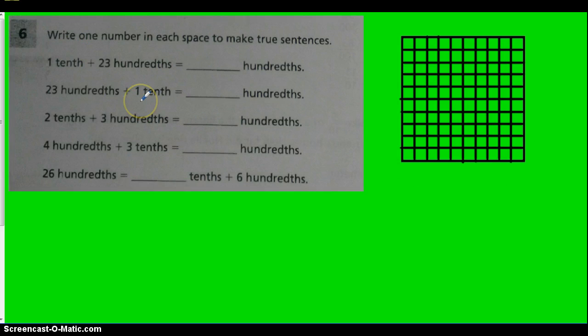I'm going to go through these. Make sure you model if you got any of these wrong. 1/10 plus 23 hundredths. 1/10 is 10 hundredths, so 10 hundredths plus 23 hundredths is 33 hundredths. 23 hundredths plus 1/10 is the same exact thing, 33 hundredths. 2/10 plus 3 hundredths, well, 2/10 is 20 hundredths plus 3 hundredths, which is 23 hundredths. 4 hundredths plus 3/10, I know that 3/10 is 30 hundredths, and 30 hundredths plus 4 hundredths is 34 hundredths. This one, they've given you all hundredths, 26 hundredths, and they want you to separate it into tenths and hundredths. Well, they've already given us the hundredths, and I would make 2/10.